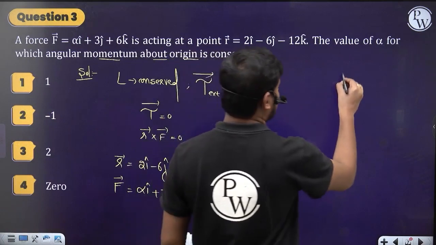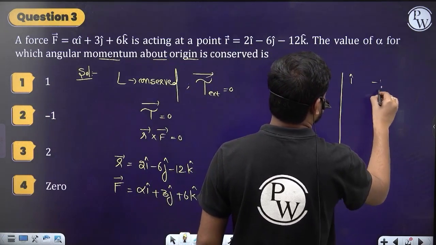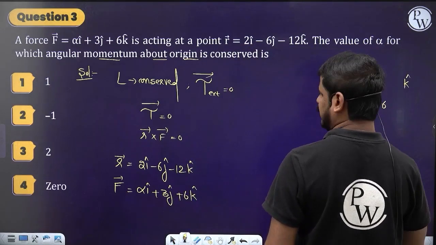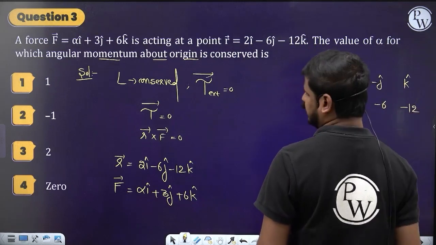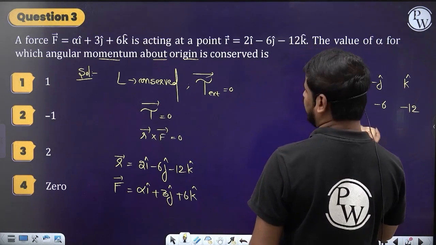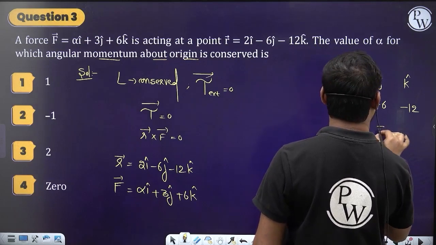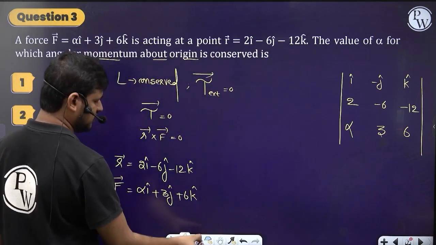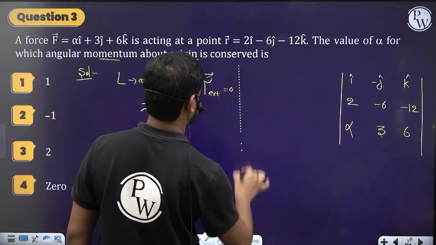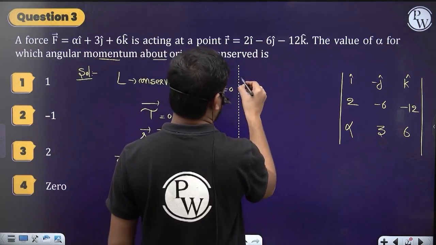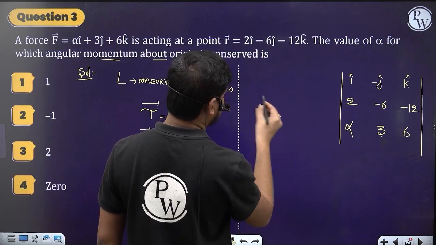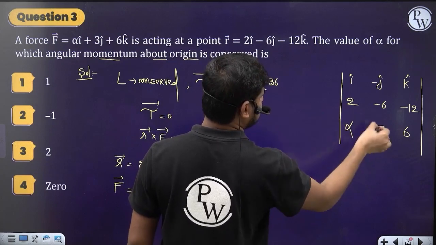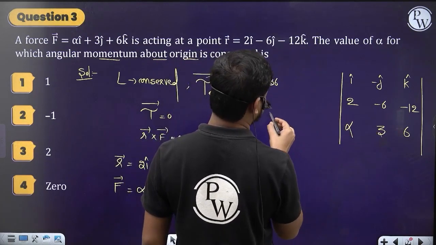So now do the R cross F. So this is i cap, minus j cap and then k cap. What is R? 2, minus 6 and minus 12. And then F: alpha, 3 and 6, right? So the torque is equal to R cross F. So how do you do the R cross F here?